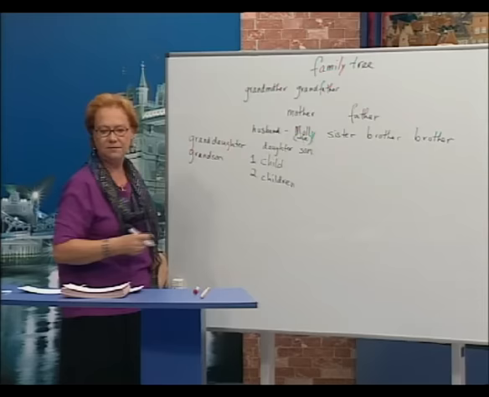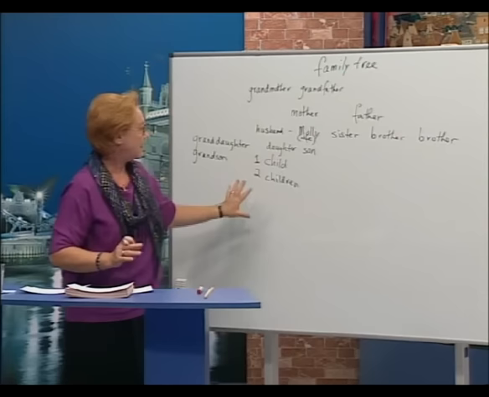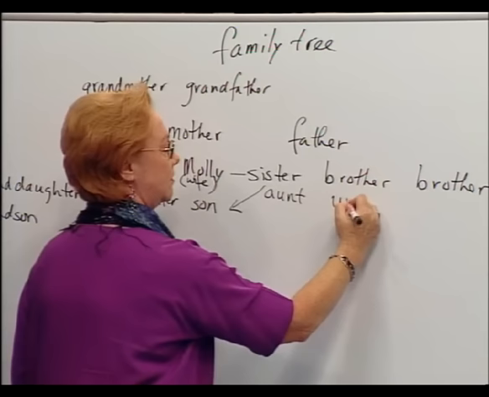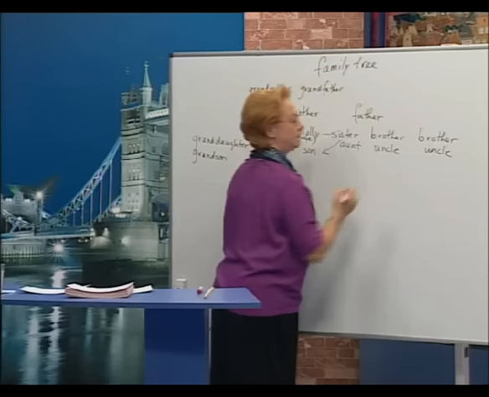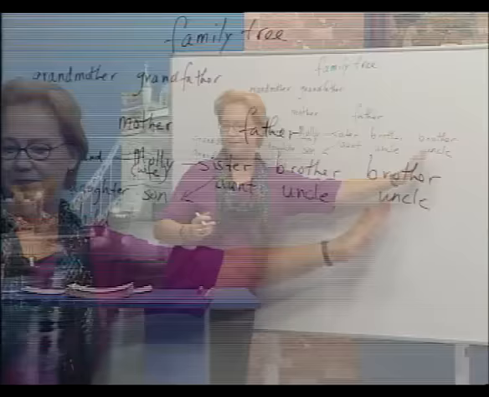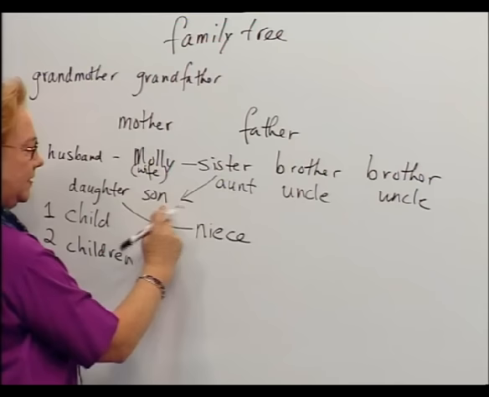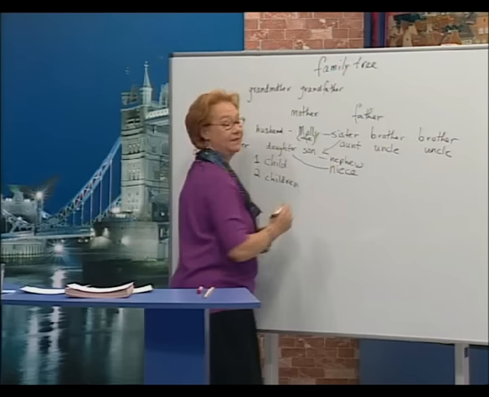Now, we can also say that my sister is aunt, and uncle. Okay? Aunt, uncle. Now, going this way, daughter is the niece, the girl, the son is nephew. All right? It's very complicated, but we've got it.